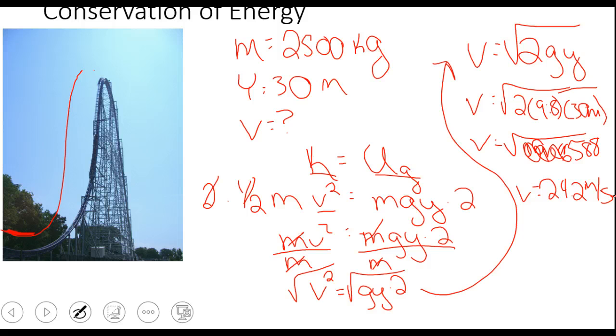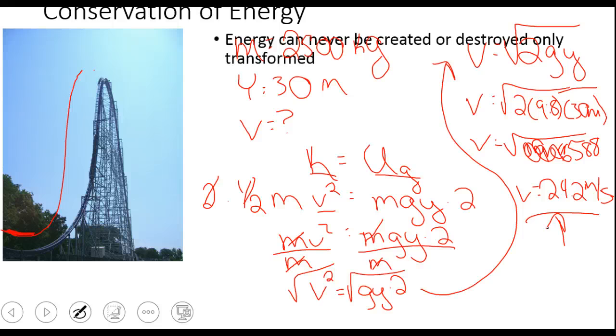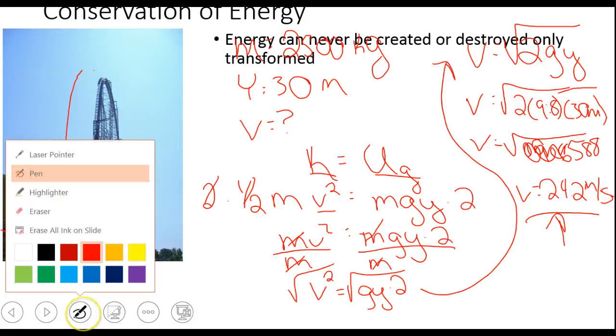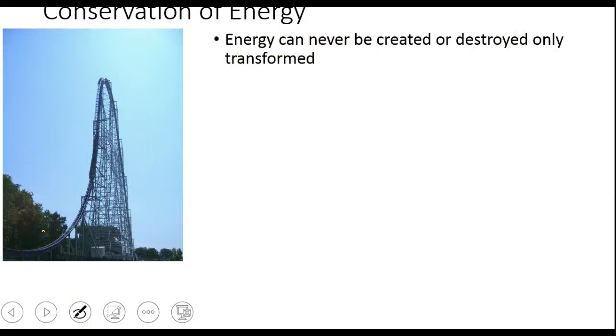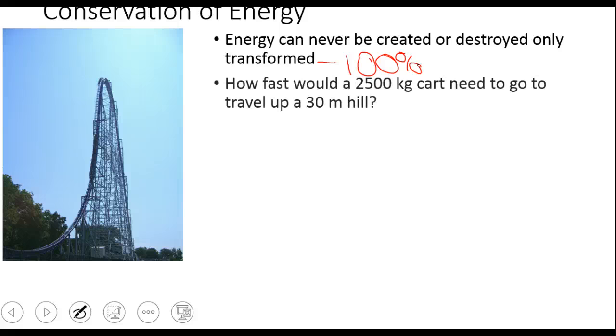24.2 meters per second is pretty fast, but is it a reasonable number? Yeah, it is for a roller coaster. Think how fast you're going on those things. Reasonable amount. With the conservation of energy, we find that energy can never be created or destroyed. It can only be transformed. And I've already told you that these are not 100%, but for now, in the ideal physics world, we'll pretend that all of the energy is transferred. None of it is lost to heat or sound or anything like that. And we just solved that problem.